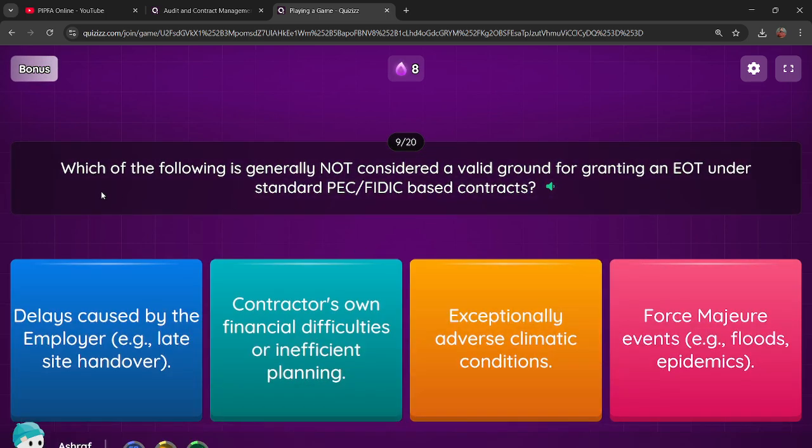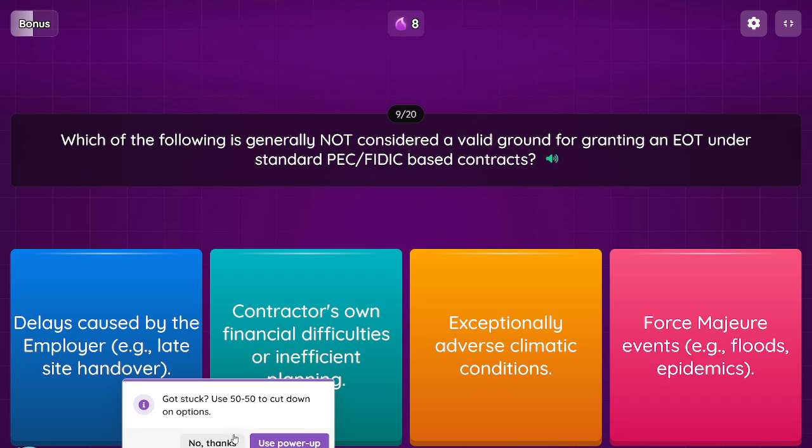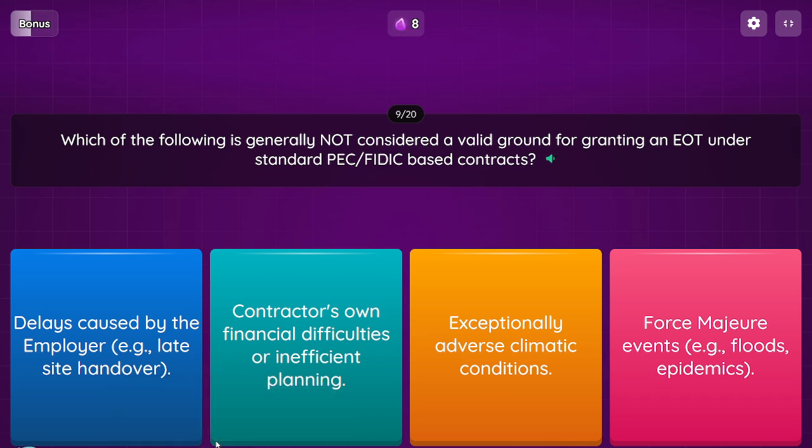Question: which of the following is generally not considered a valid ground for granting an EOT under standard PEC/FIDIC-based contracts? Option 1, delays caused by the employer, for example late site handover. Option 2, contractor's own financial difficulties or inefficient planning. Option 3, exceptionally adverse climatic conditions. Option 4, force majeure events, for example floods, epidemics.